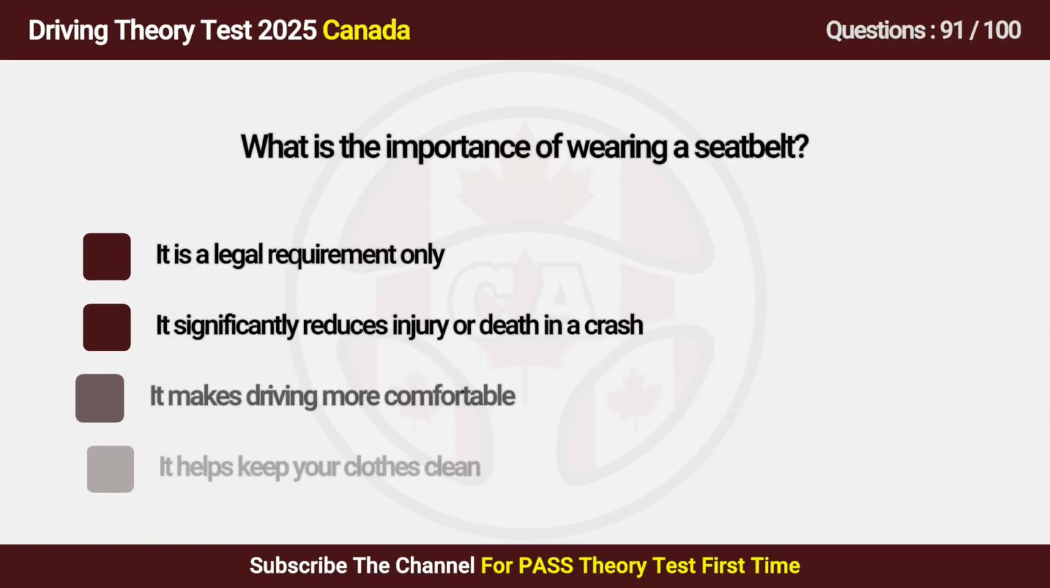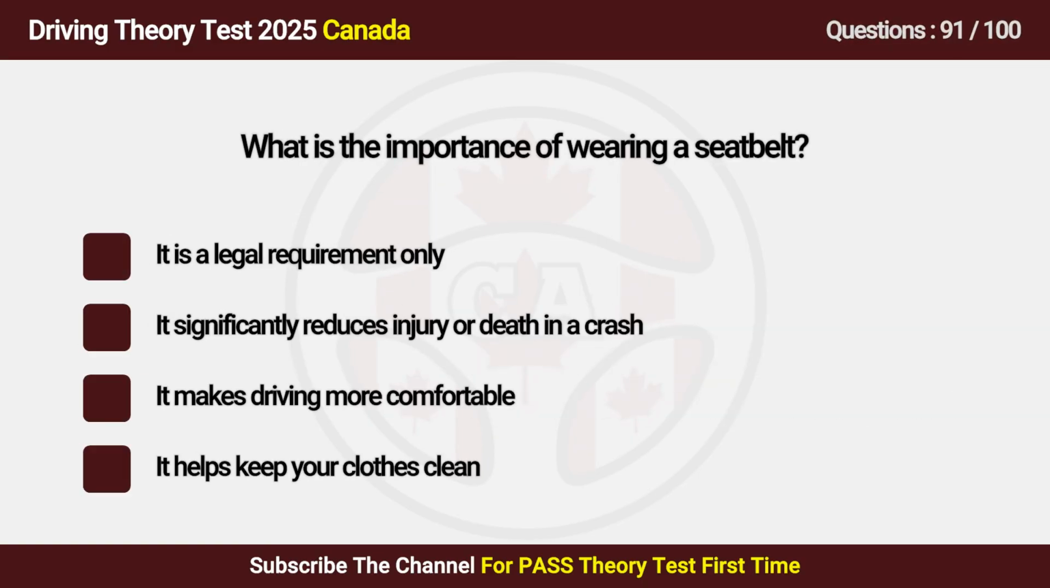Question 91. What is the importance of wearing a seatbelt? A. It is a legal requirement only. B. It significantly reduces injury or death in a crash. C. It makes driving more comfortable. D. It helps keep your clothes clean.